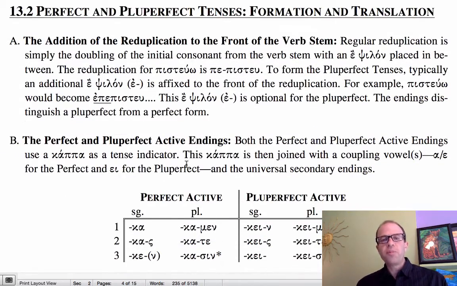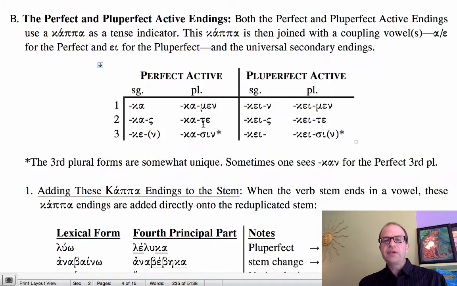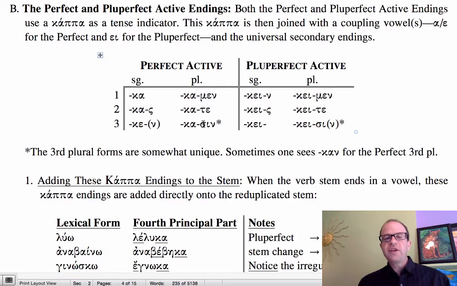Well, here is more on the formation. You need to add a reduplication, and then you add the endings. The perfect active endings are ka, kas, ken, kamen, kate, kasin. You should recognize these endings. They're the secondary active endings. The pluperfect active endings are kin, kis, ki, kimen, kite, kisin. Notice that the third plural forms are slightly different than what you've seen, but this will help differentiate them from other endings.